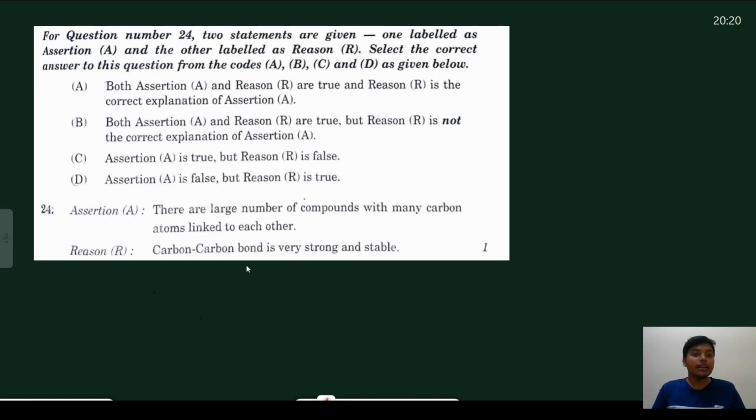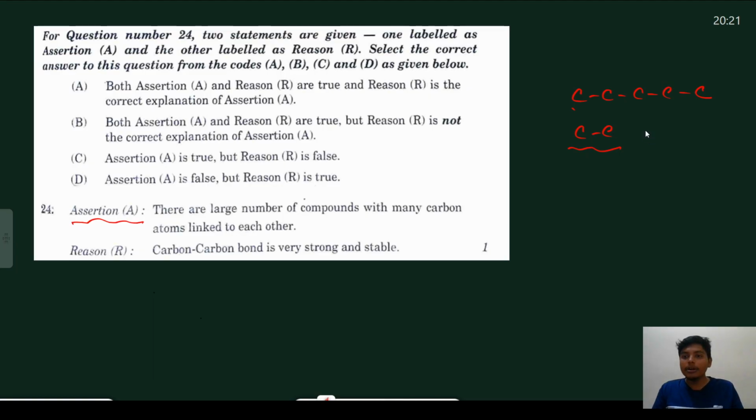Next, assertion reason question. One assertion reason question will come every time. Here the assertion given is that there are a large number of compounds with many carbon atoms linked to each other. Yes, there are many compounds where carbon bonds are there. And why is it possible? It is possible because the carbon-carbon bond is quite strong. This is known as, tell, what is this property?